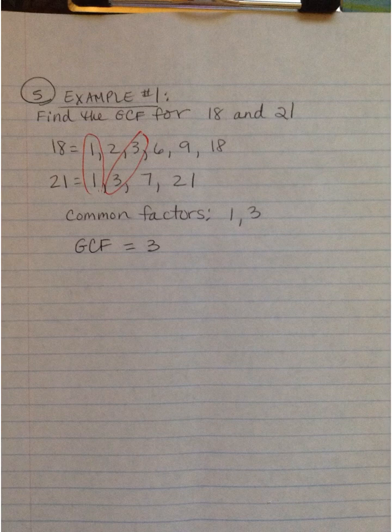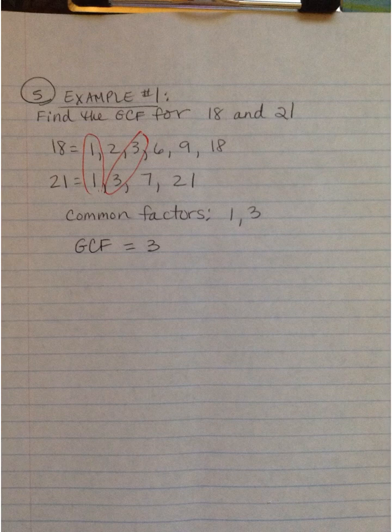Okay, going on to box 5, we are going to look at our first example. This is example number 1. So if you are asked to find the GCF, or greatest common factor, for 18 and 21, we're going to use the basic method. We'll write down 18 and we'll list all of the factors. So we just start and we go 18, you can do 1 times 18, 2 times 9, 3 times 6.